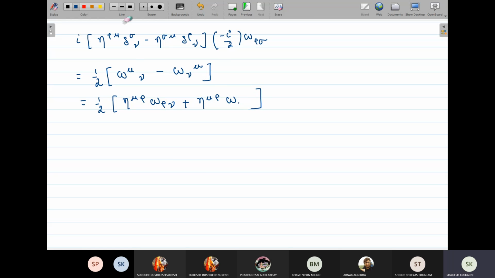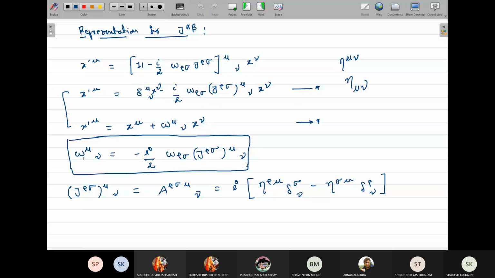I will write here omega rho nu. Okay, and so I can write this will be 2, so this factor of 2 will go, so it will be eta mu rho omega rho nu. This is omega mu nu and this is what we want. So this combination is actually omega mu nu. So the representation of J rho sigma is this now. So the mu nu entry of J rho sigma is this. Okay, so this form is correct.